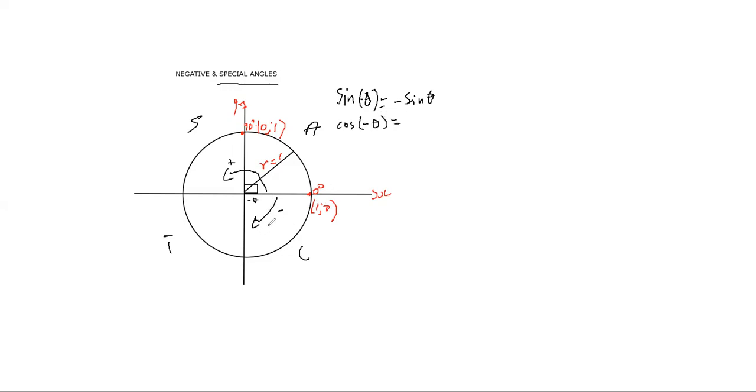The next thing is, what about cos of negative theta? The question again is the same. What actually is the ratio here? Is it positive or negative? It is positive. Hence, we have cos of theta. What about tan of minus theta? Well, we know that tan is negative, so it must be negative tan theta.